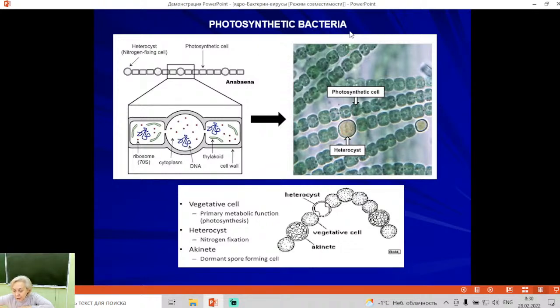Photosynthetic autotrophic bacteria. You see an example on this slide. You see a photosynthetic cell, for example, Anabaena, this bacteria. And there are different types of cell. Vegetative cell, photosynthetic, primary metabolic function, photosynthesis. Heterocyst, nitrogen fixation function. And akinete, dormant spore-forming cell.